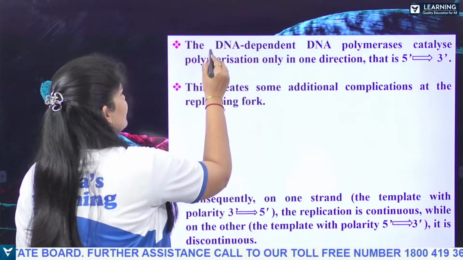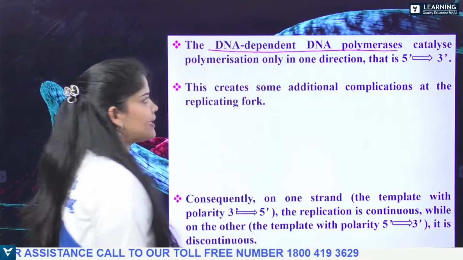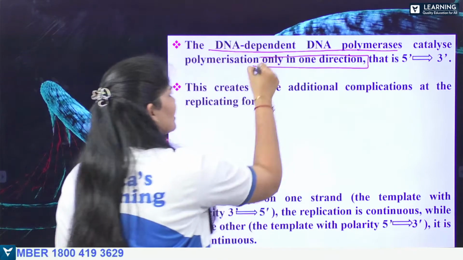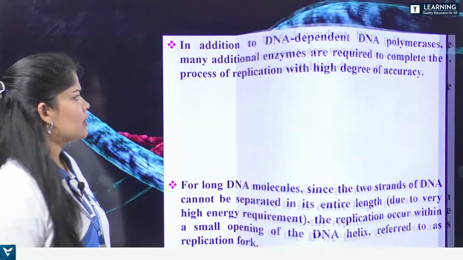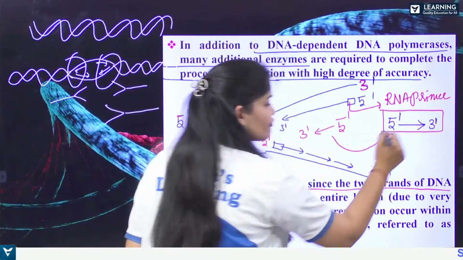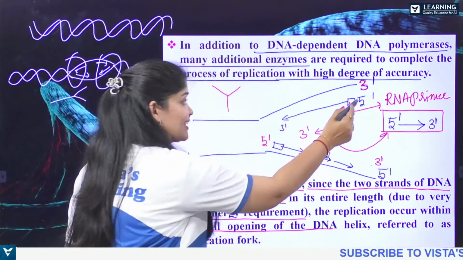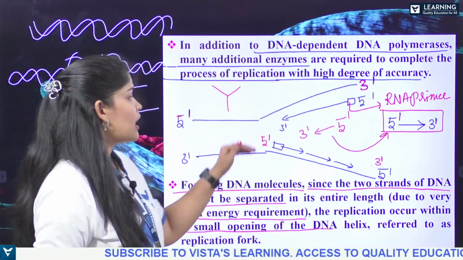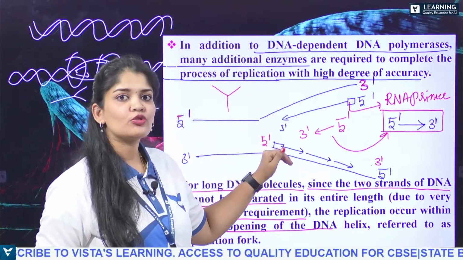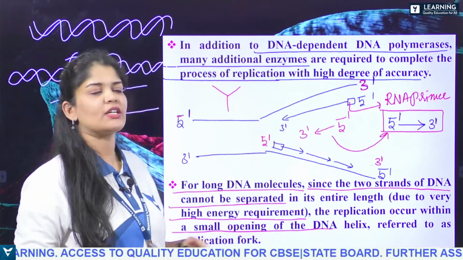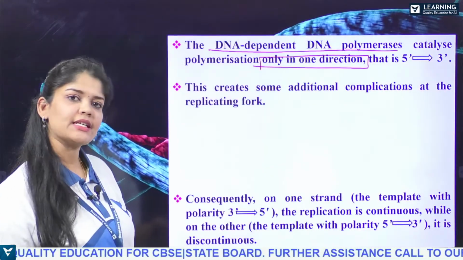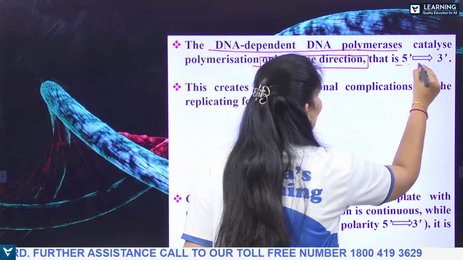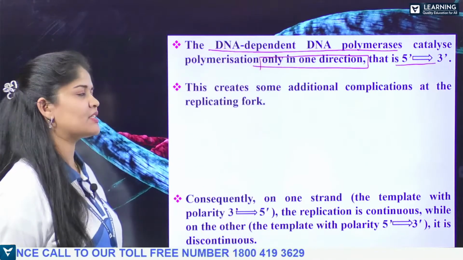So here, the DNA-dependent DNA polymerases catalyze polymerization only in one direction. This is very, very important. Just now I have explained 5 prime to 3 prime. That is continuous. And on the other side, as the polymerization doesn't happen, it starts to produce fragments, and those fragments are called Okazaki fragments. We call it a discontinuous strand. Only in one direction, that is 5 prime to 3 prime. This is very important.